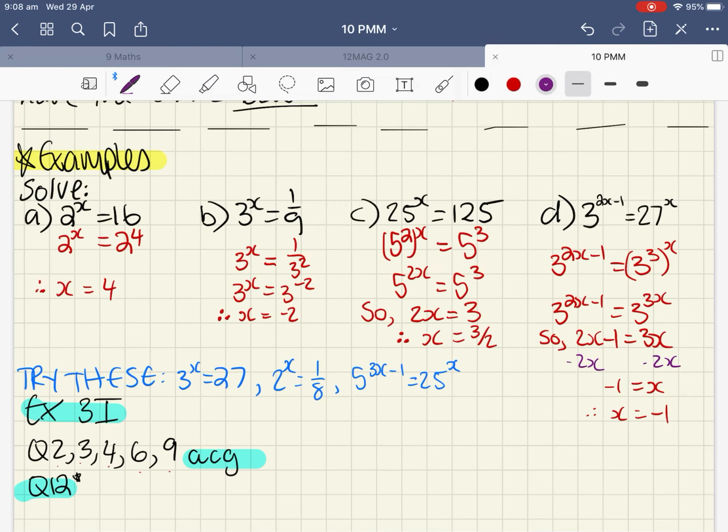I'm going to pop up the answers for the try these now, so pause if you don't want to see them yet. You should end up with 3, -3, and 1 respectively as your x values.